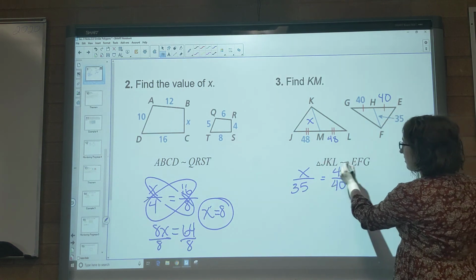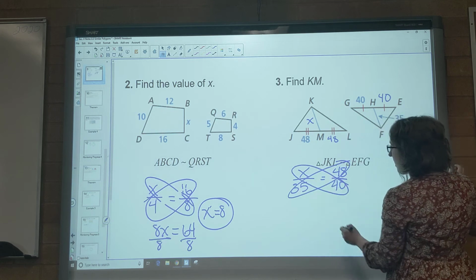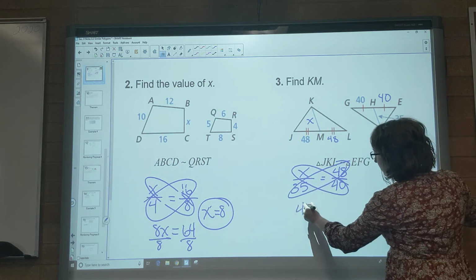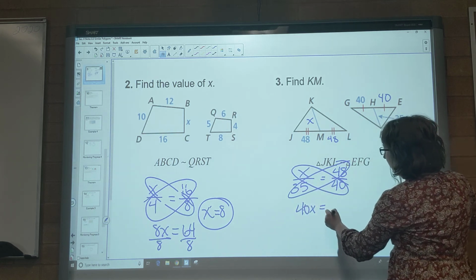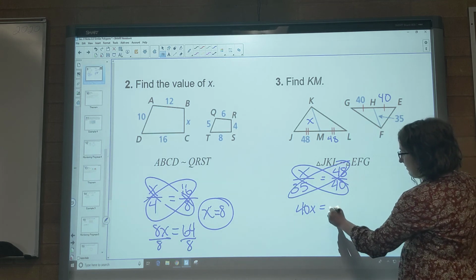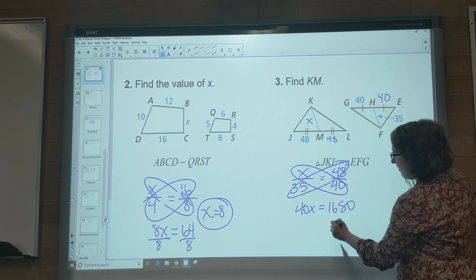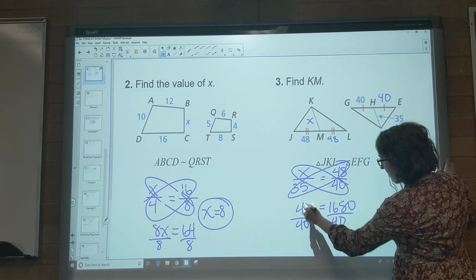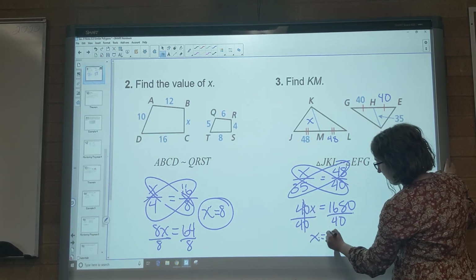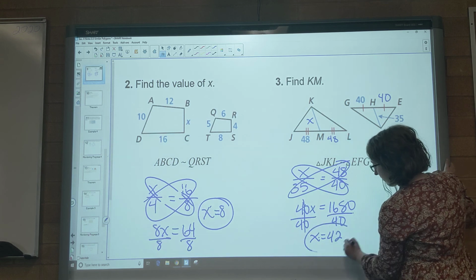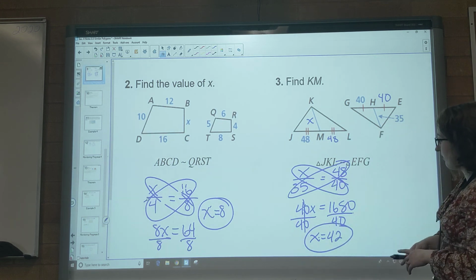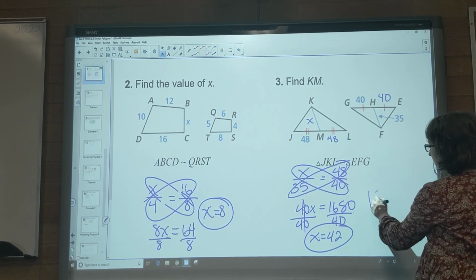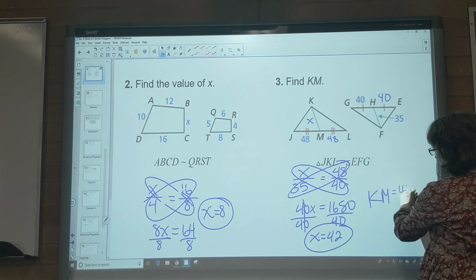So then it's 40, and I'm going to cross multiply. x times 40 is 40x. Could you give me 35 times 48? 1680. Then we're going to divide by 40. 42. And x is the answer to life, the universe, and everything, which is 42, which is KM in this case. Okay. Awesome.